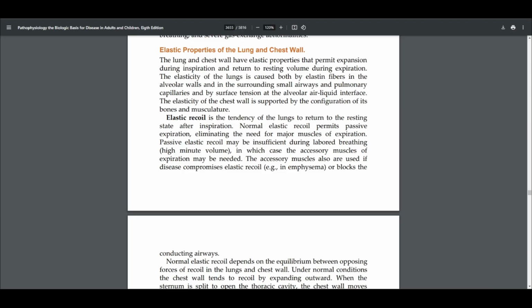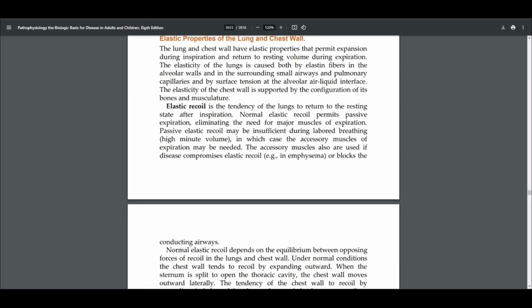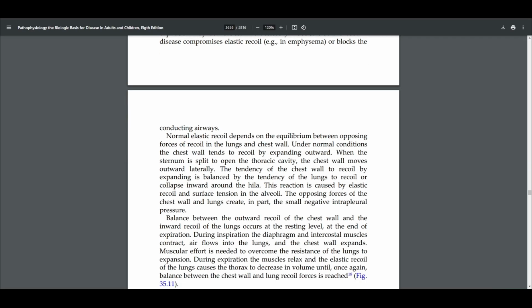Elastic recoil is the tendency of the lungs to return to the resting state after inspiration. Normal elastic recoil permits passive expiration, eliminating the need for major muscles of expiration. Passive elastic recoil may be insufficient during labored breathing, that is, high minute volume, in which case the accessory muscles of expiration may be needed. The accessory muscles are used if disease compromises elastic recoil, such as in emphysema, or blocks the conducting airways.